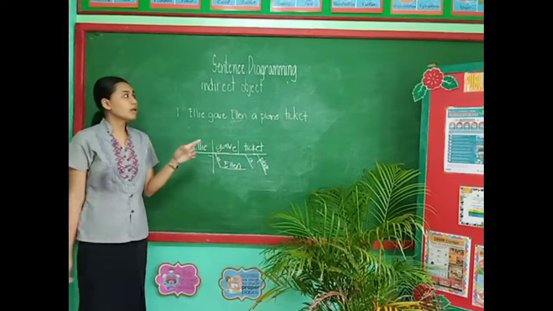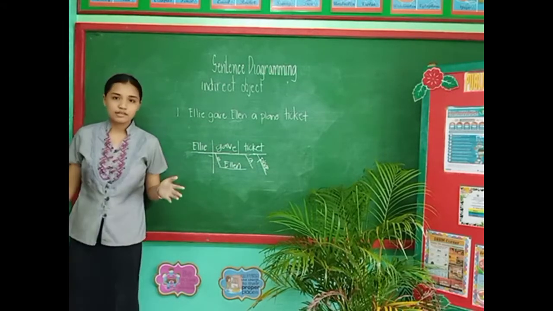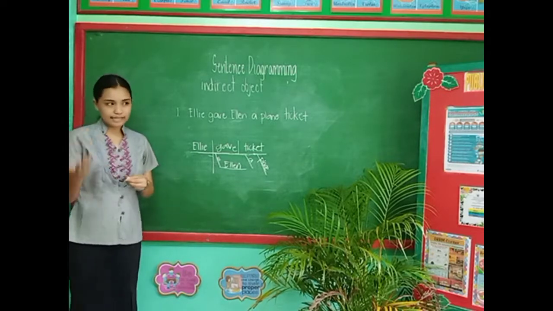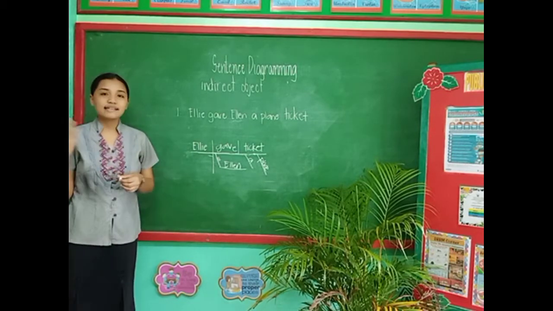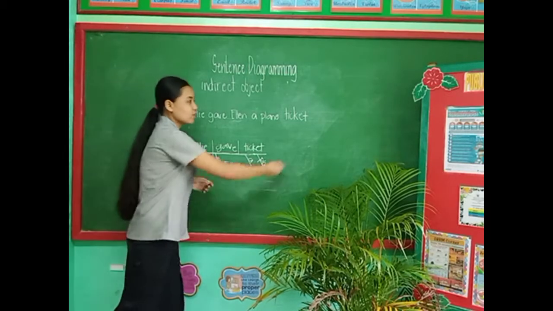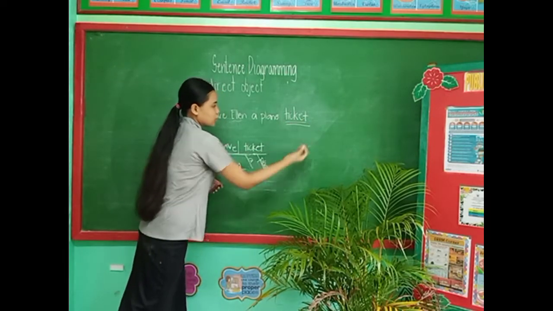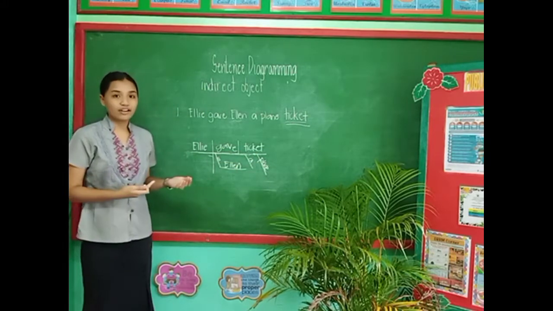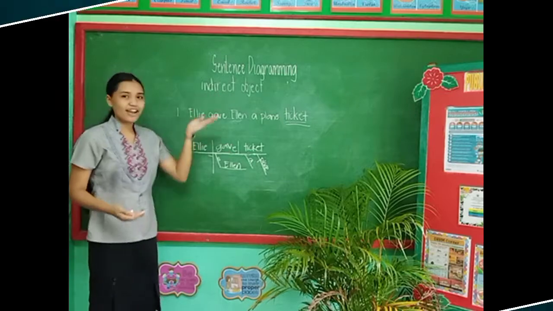But in diagramming an indirect object, remember that in order for a sentence to have an indirect object, it must have a direct object. And in our sentence, we have the direct object, which is ticket. And that is how we are going to diagram a sentence that has an indirect object.